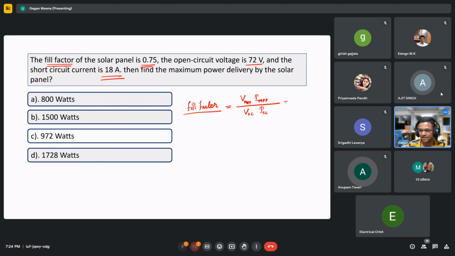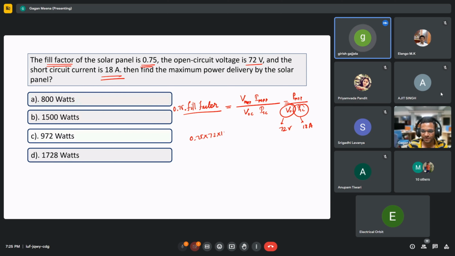This is the maximum power, and we know all these three values. This is 72 volts, this is 18 amperes, and this is 0.75. So we just have to multiply. 972. Correct. So this is 972 watts. So answer C is correct.